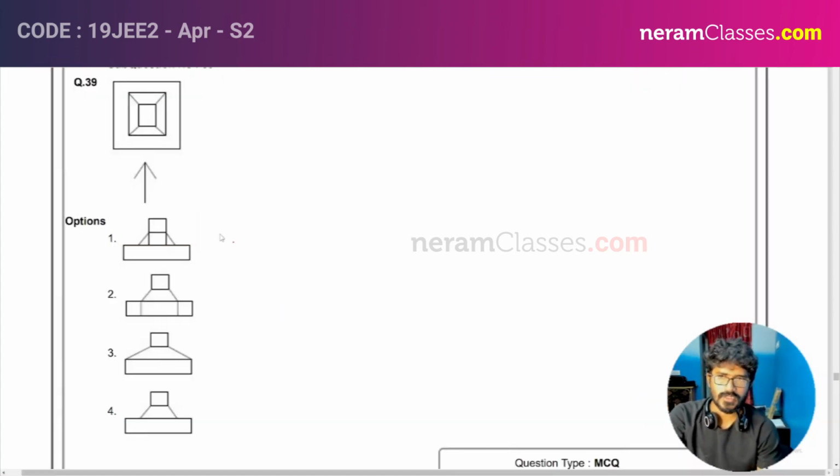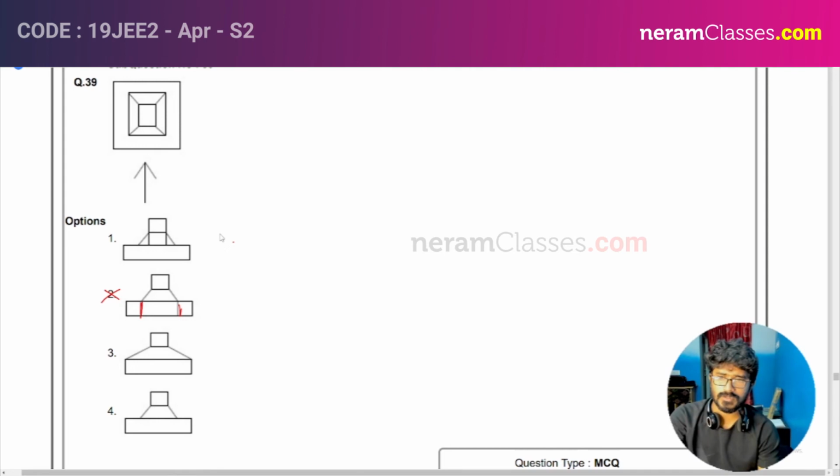Question number 39 is, we need to find out the correct elevation for this 3D figure which is shown in the top view. So they have given an arrow, we need to find out which is exactly matching here. So if we try to filter out the options, option 2 is the wrong option because we have a line here, but this is a plain rectangle, plane surface is facing, so it's not possible. So this is a wrong option. Sorry, second one is the wrong option.